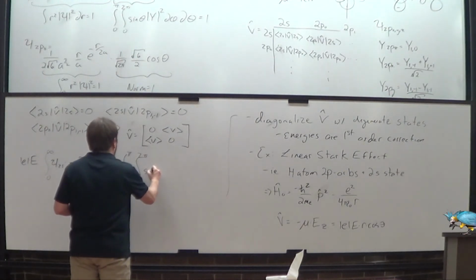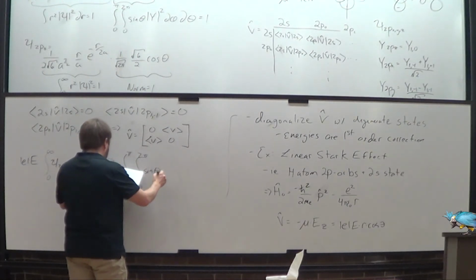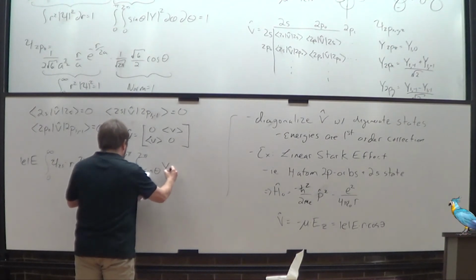Okay, so I've got sine theta, part of the Jacobian. I've got y.